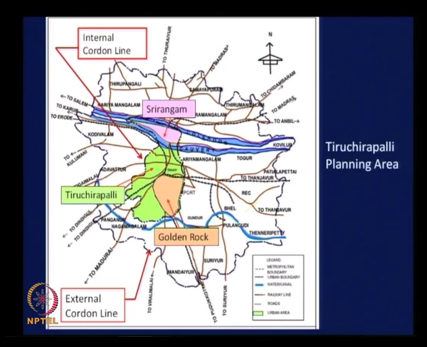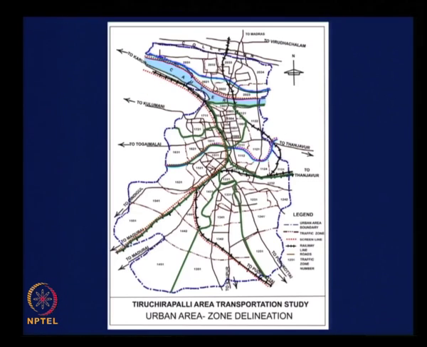Clear? Now let us see how zoning was done for this particular city. We will first consider the area enclosed by the internal cordon line, namely the area within the municipal boundary, right. And this is how the zoning was done. You need not worry about reading the numbers. You broadly look at the size of the zones first.